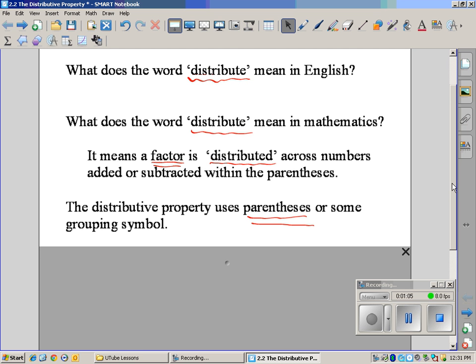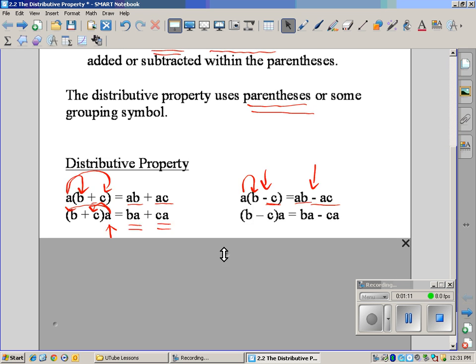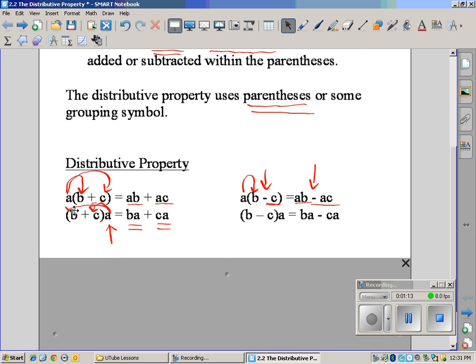You're looking for parentheses when you're doing the distributive property. And let me get down here where they've got the actual math property. Distribution means you take the number or variable on the outside of the parentheses and actually distribute it to each piece that's on the inside of the parentheses. The signs are important, and I'll tell you as we go along how you look at that.